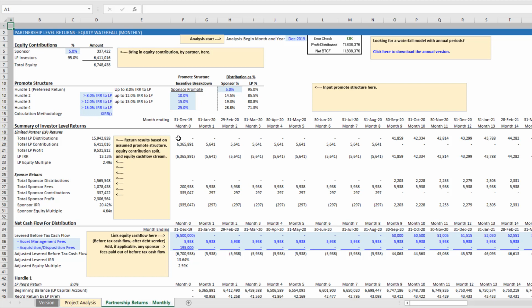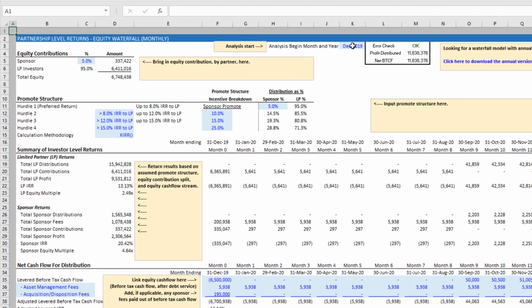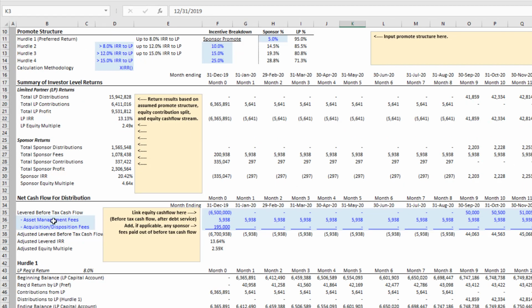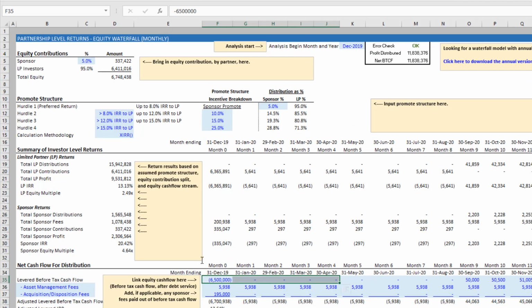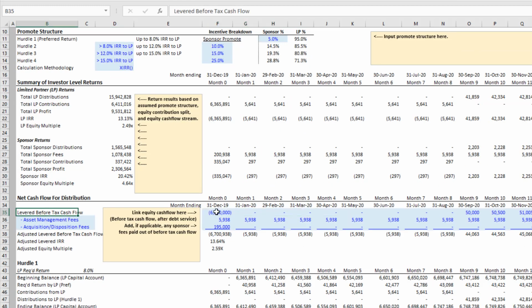There's a few things to keep in mind. For now, I'm going to ignore this section. This is where we model out our partnership structure, but I'll want to link the analysis begin month and year, and then the levered before tax cash flows from our DCF over to our partnership level returns to our equity waterfall model. So let's actually start with our levered cash flow.